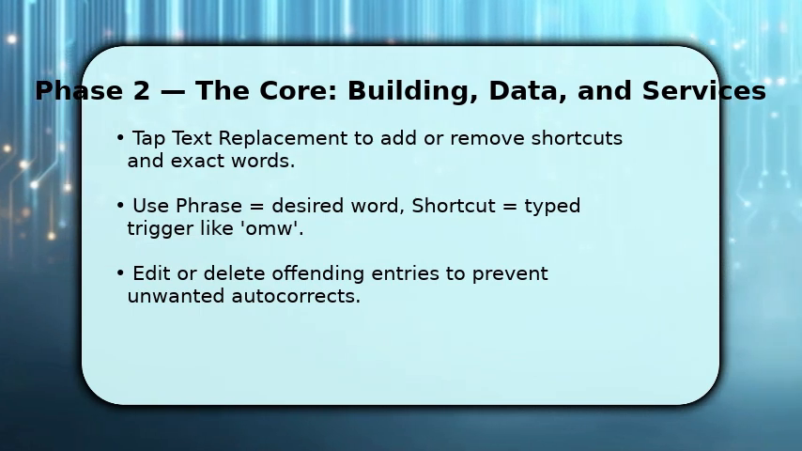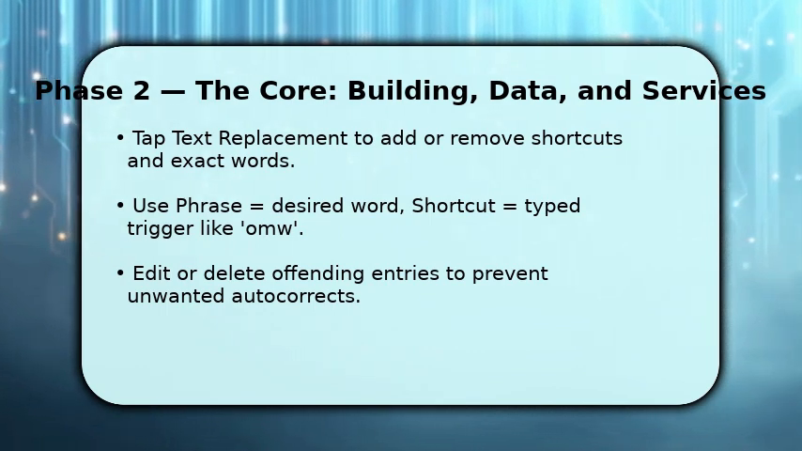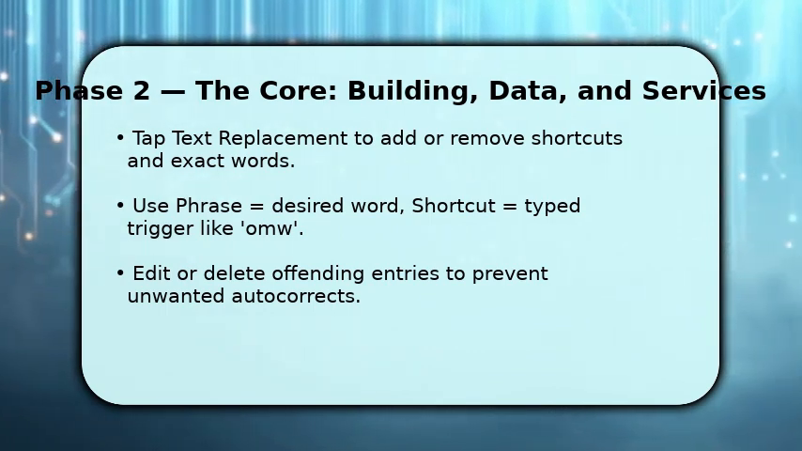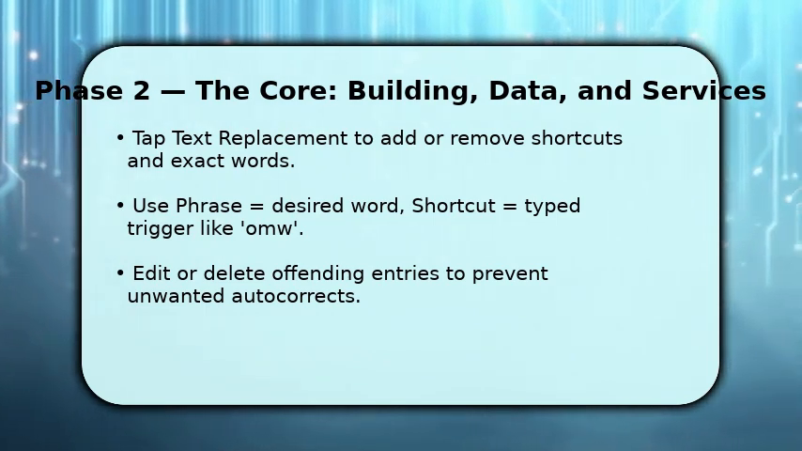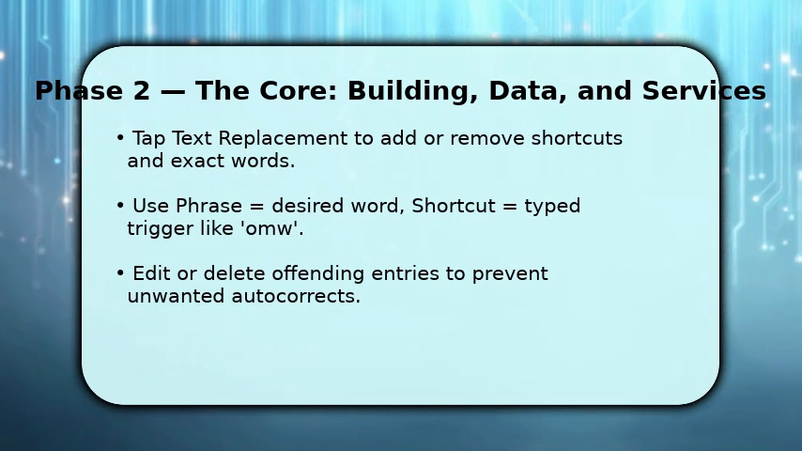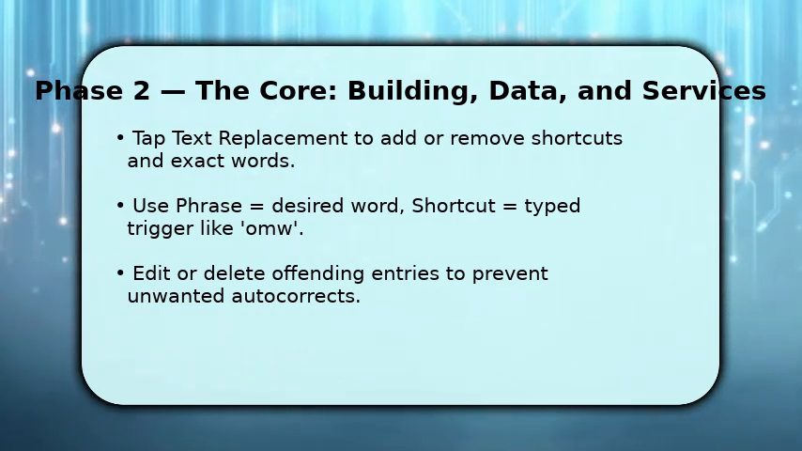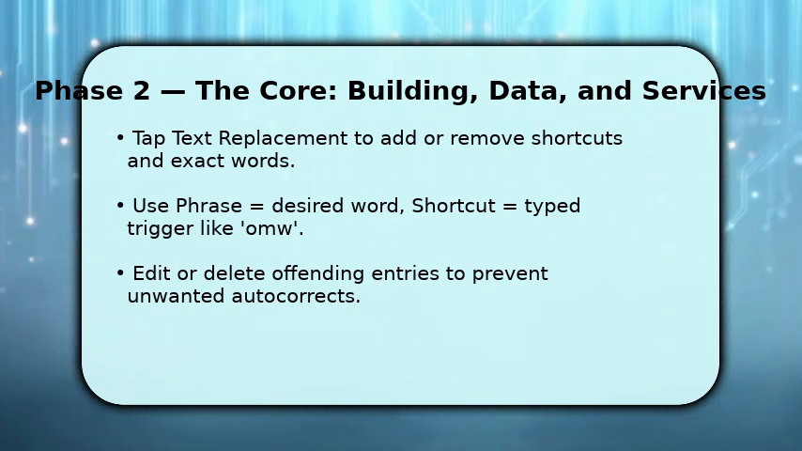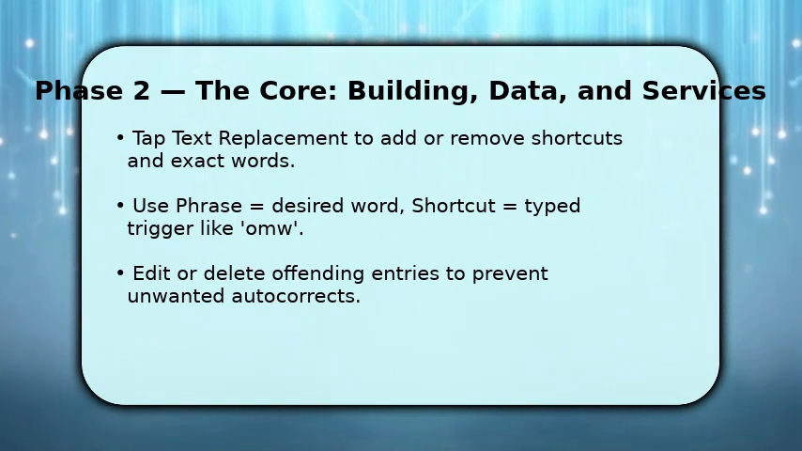Tap the plus to add a phrase exactly as you want it, and set a shortcut if you prefer shorthand expansion. Once added, the system prioritizes your entries over generic corrections, which fixes names and slang. If a word keeps getting mangled, search and delete any replacement that causes the issue. This step prevents repeated mistakes without disabling global autocorrect behavior.